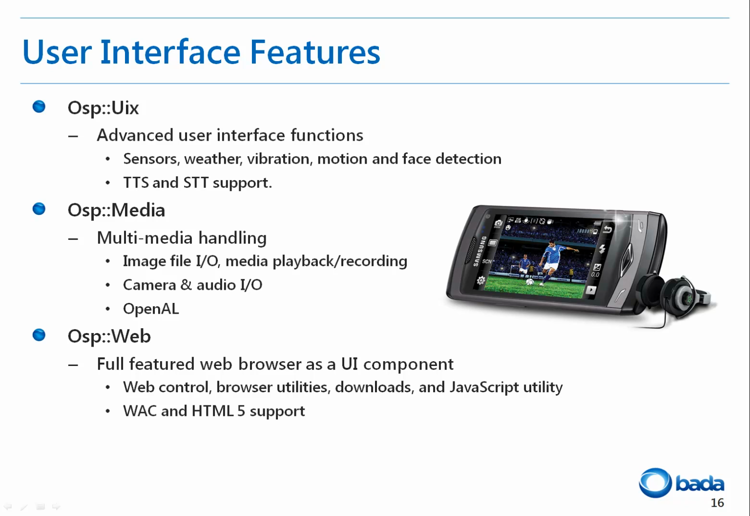The main features of the Web namespace include web browser embedding. You can embed the native web browser view inside your application as a UI control with the OSP Web Controls namespace. JavaScript Object Notation, JSON data management. You can parse and compose JSON data with the OSP Web JSON namespace. Bada has WAC and HTML5 support.